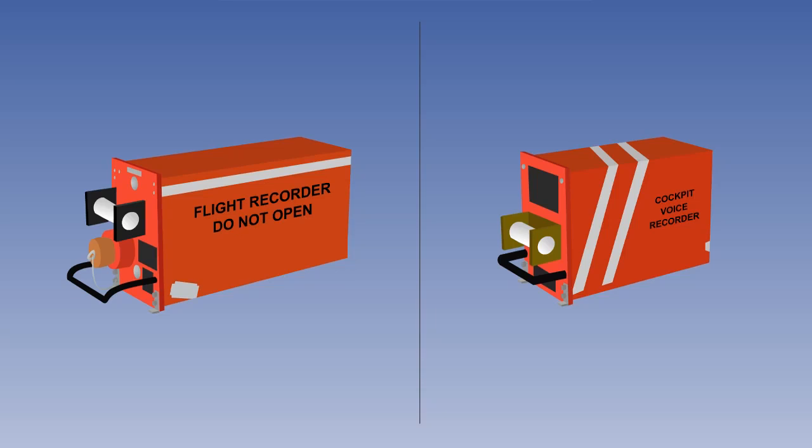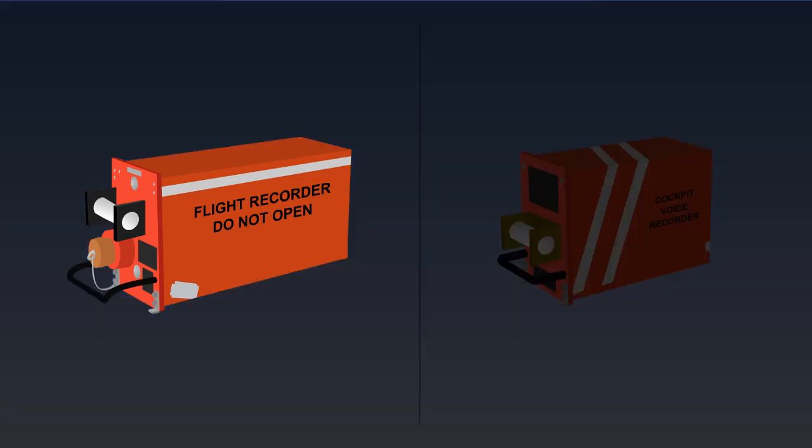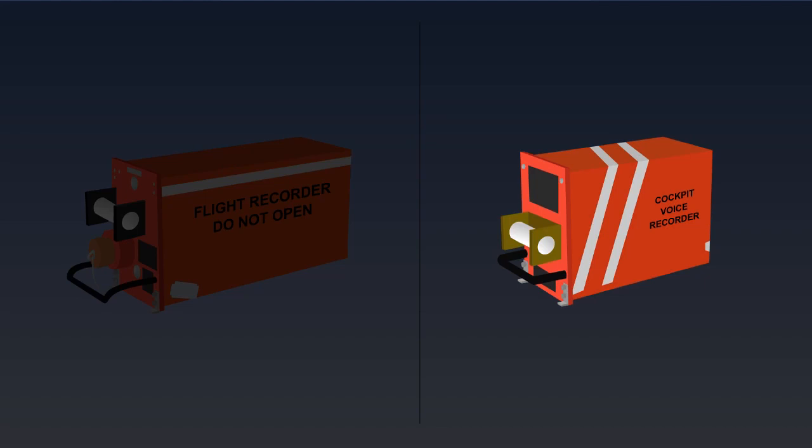During this lesson, we will be looking at recording equipment, which consists of two items that can be supplied as a combined unit, but normally are installed as separate items. They are the Flight Data Recorder, FDR, and the Cockpit Voice Recorder, CVR.